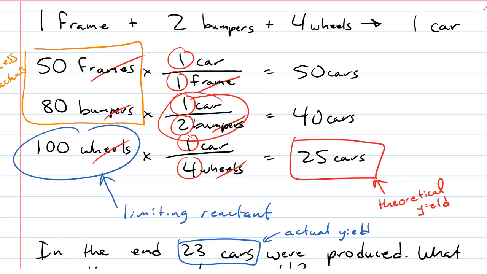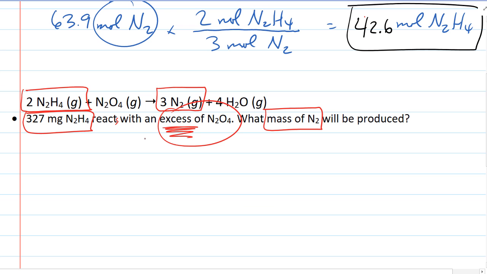So when you read these problems, don't let this word excess scare you off. It just means it's telling you, don't worry about N2O4. We have so much of it, it doesn't matter how much there is. So basically it's telling you to ignore it. So with that in mind then, we go ahead and start this problem.